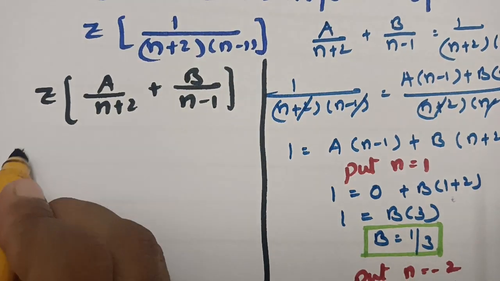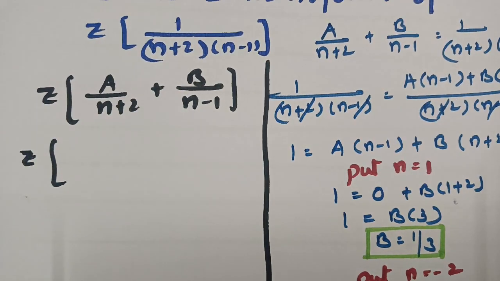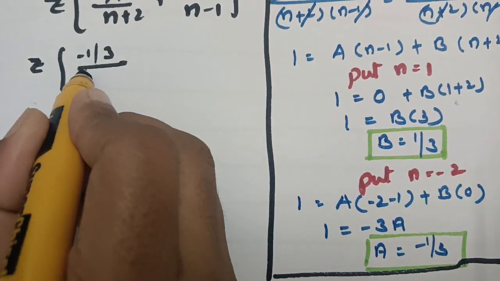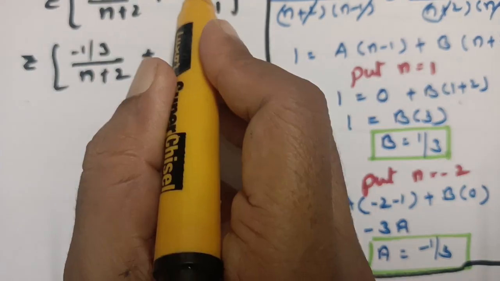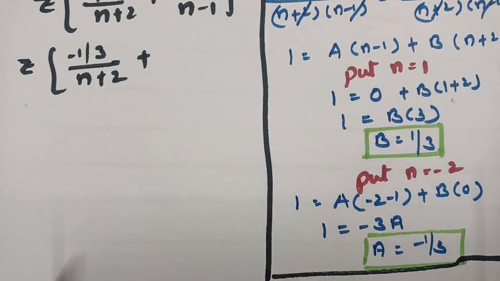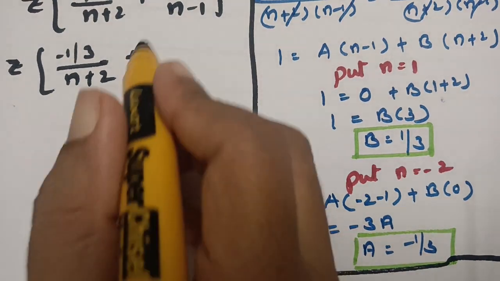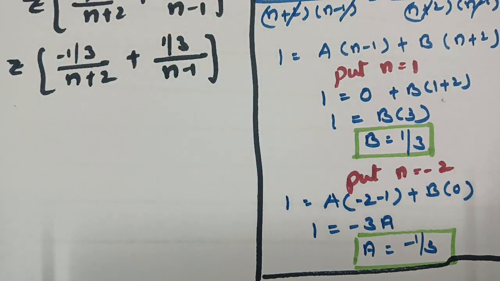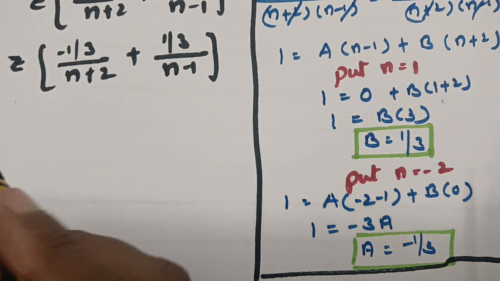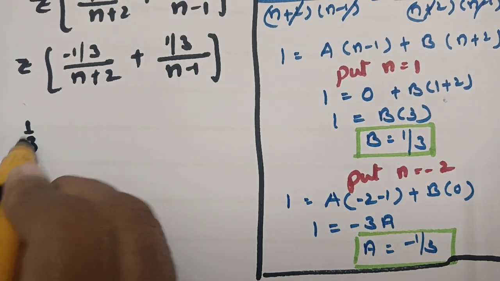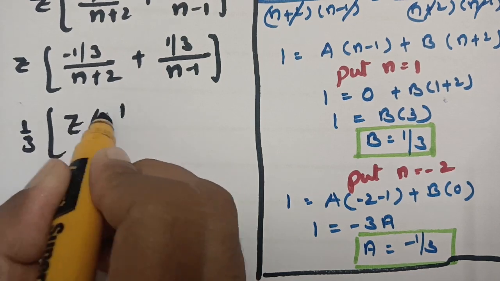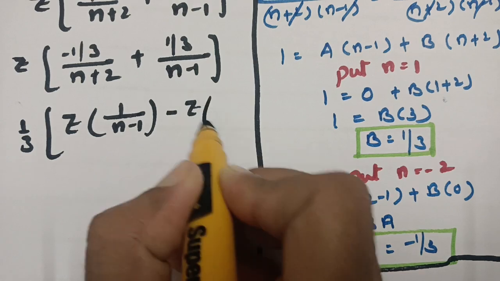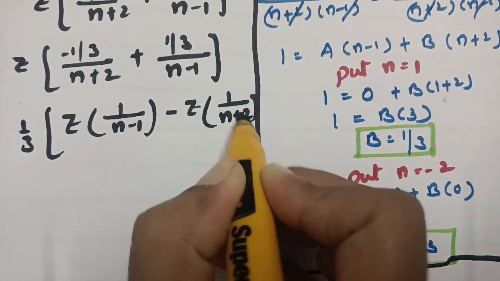So what is our a value here? According to our partial fractions, a is minus 1 by 3, so minus 1 by 3 by (n plus 2) plus. What is our b value here? Plus 1 by 3, so plus 1 by 3 by (n minus 1). Now I have to solve this one. If I take 1 by 3 common, this is nothing but Z transform of 1 by (n minus 1) minus Z transform of 1 by (n plus 2).